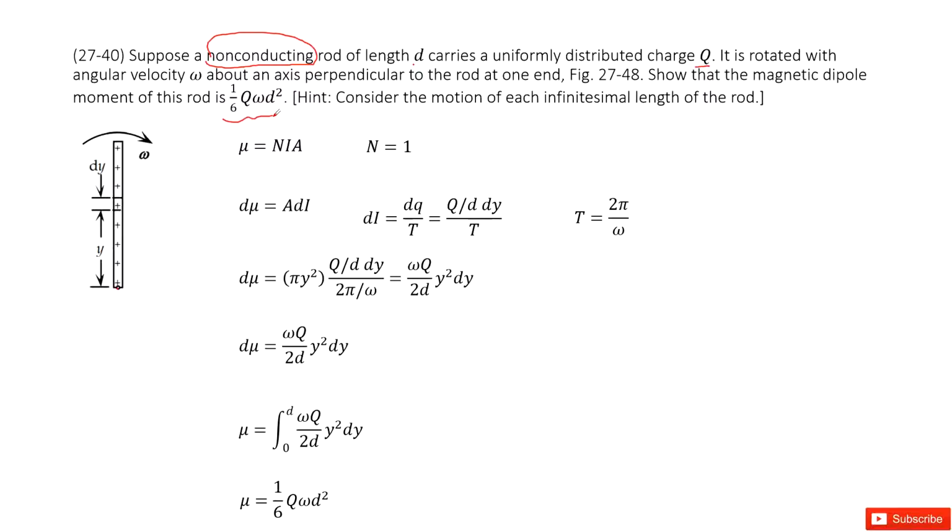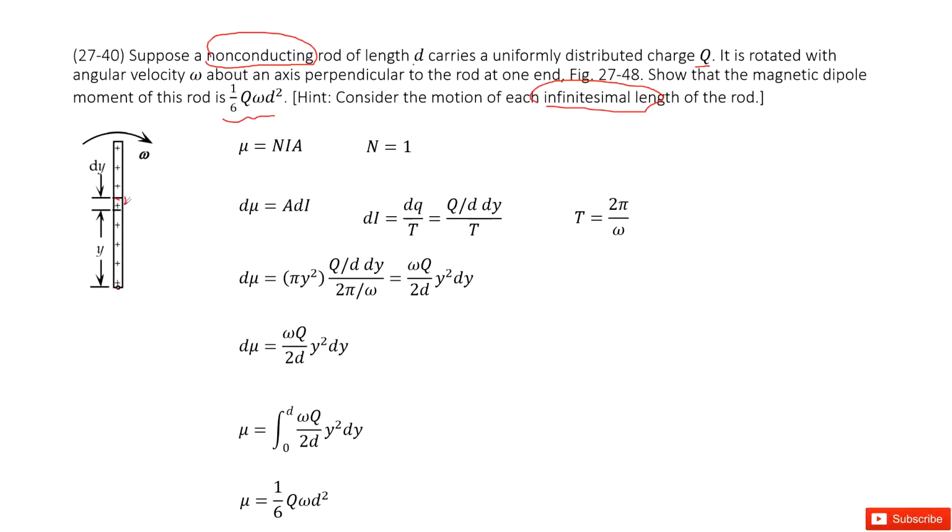It is a little bit difficult, but the most important thing is the hint. Normally the hint gives you the answer. So we look at the hint together. It tells you to consider the motion of each infinitesimal length of the rod. So the keyword is infinitesimal. That means we can cut this object into infinitesimal fractions, and for each one we call it dy, right? This is the hint. And then we do an integral for this one. So now things become easy.